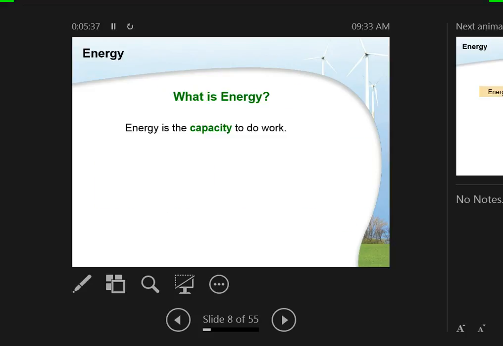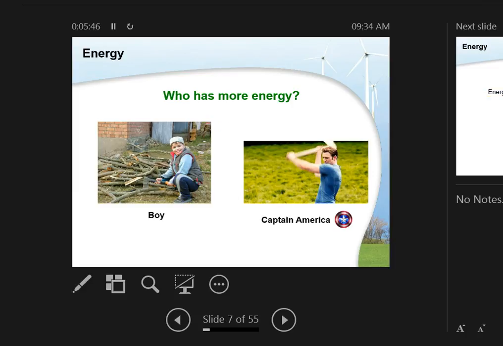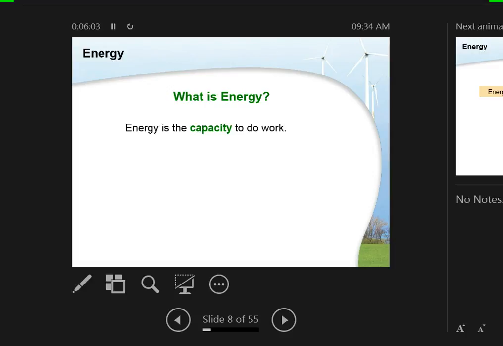Let's look at the definition. Energy is the capacity to do work. Now, with this definition, can you justify why we say he has more energy? Yes, Captain America can do more work. He can chop this huge piece of wood, whereas the little boy probably cannot. So Captain America has the capacity to do more work, and we say that he has more energy. The SI unit for energy is the joule. Capital J. When you write down the unit, you must use the capital J, not a small j.